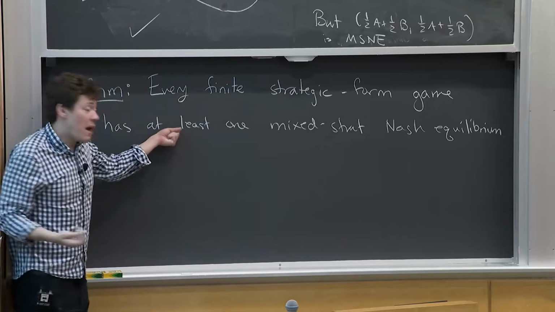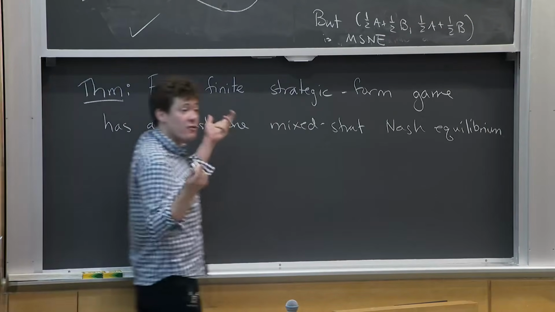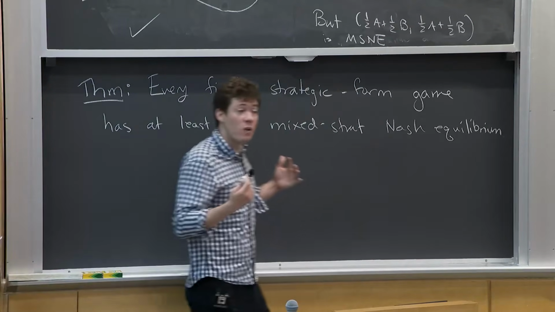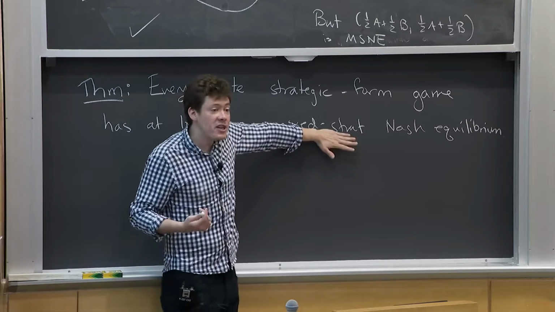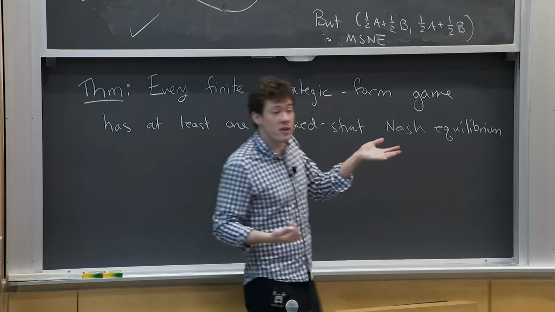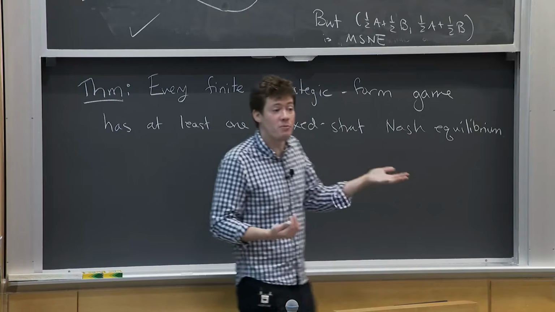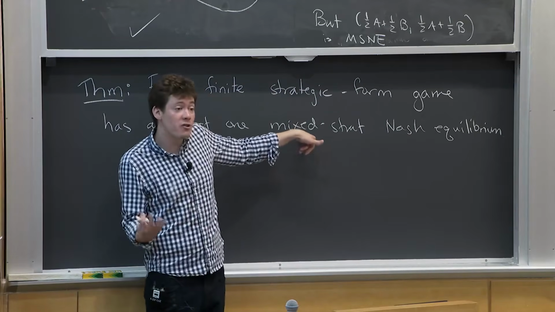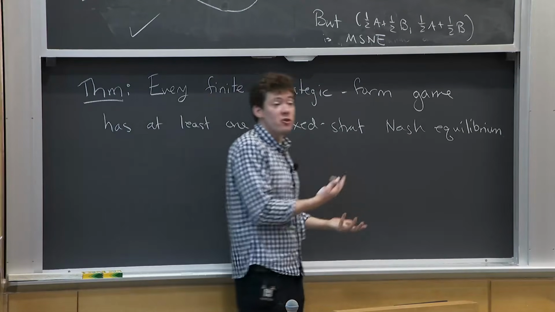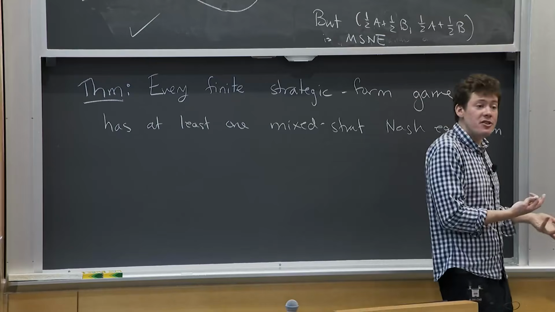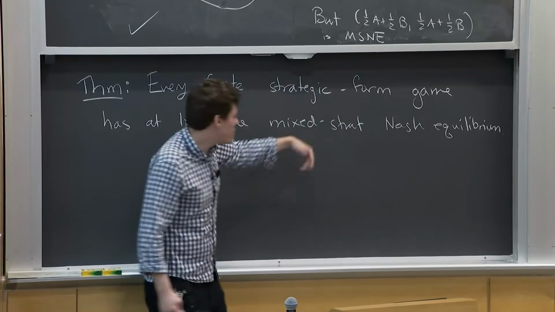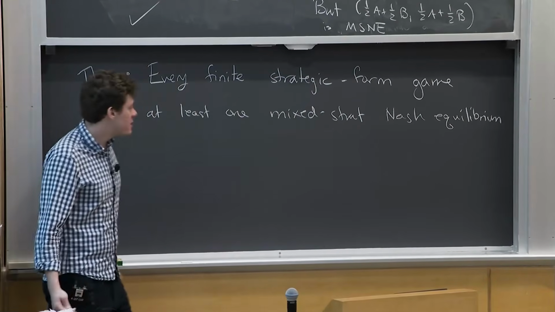So at least one. It might have only one. It might have two. It might have three. It may have infinitely many, but it has at least one. And when I say mixed strategy, that includes pure strategy as a special case, right? So I might say mixed or pure, but remember, we're going to think of a pure strategy Nash equilibrium as a special case of a mixed strategy Nash equilibrium where the players mix with degenerate probabilities.